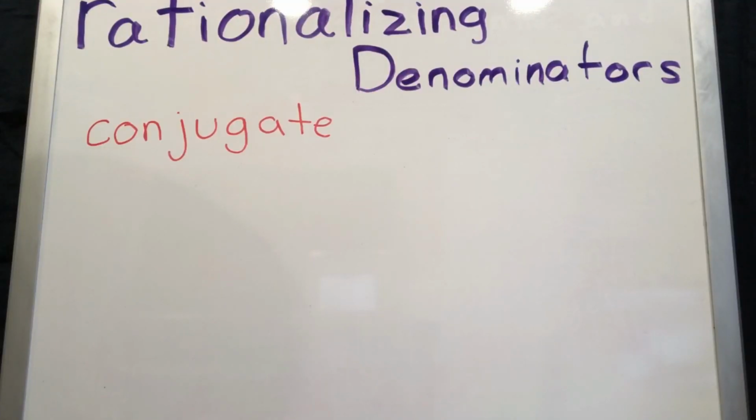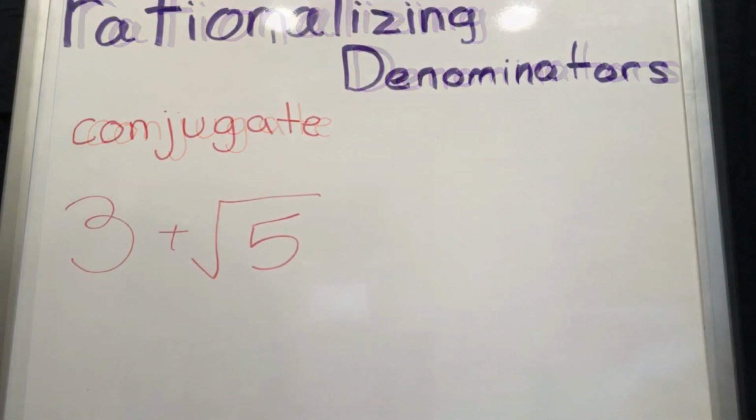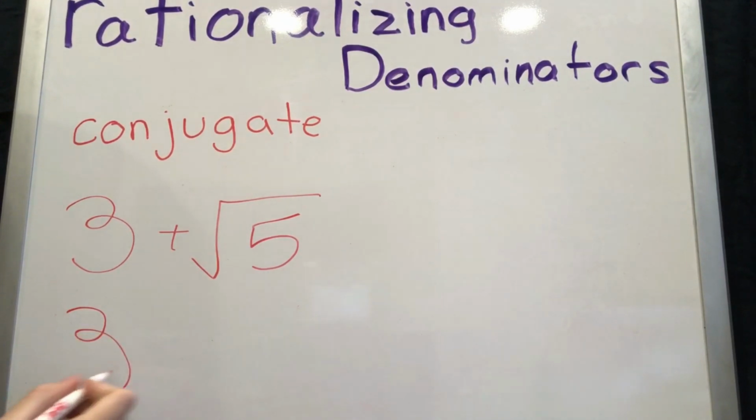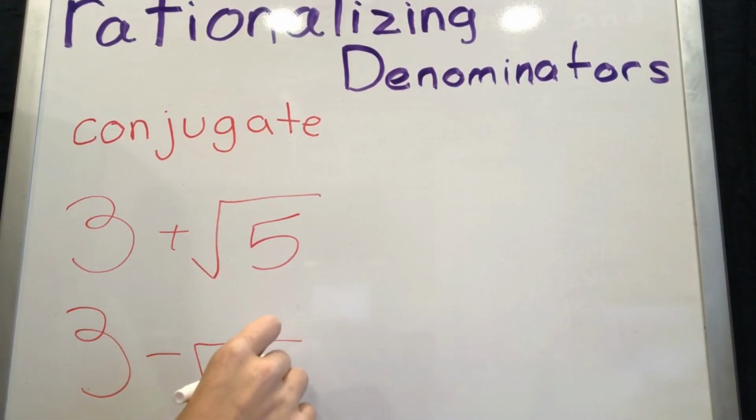Before we can understand rationalizing denominators, we need to understand the concept of a conjugate. Let's consider 3 plus the square root of 5. What would the conjugate of this be? Well, we have to take the rational part of the number and subtract the irrational part. That's all there is to it.